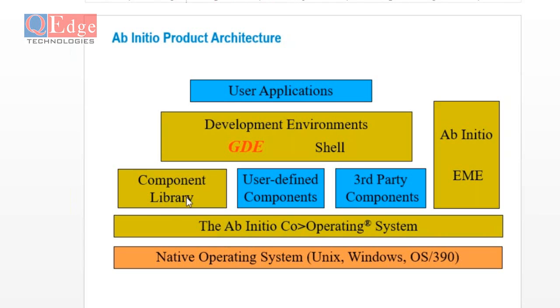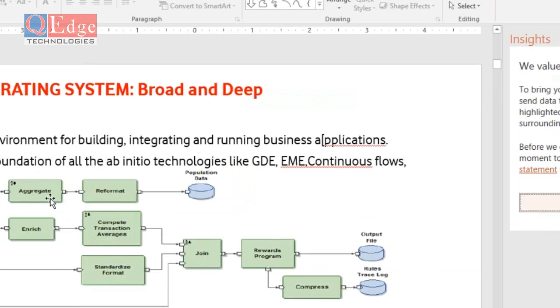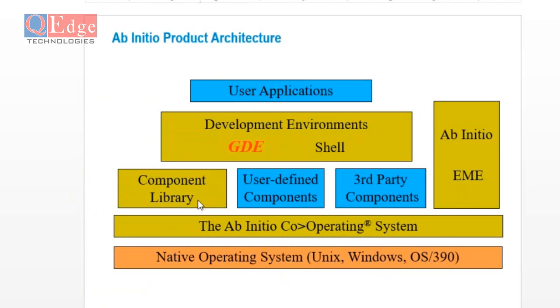And the component library, as I told you, has an extensive set of components in the co-operating system. It has transform components. When I say component, you will see what that is in a graph. I'm very sorry that I could not show you the real-time components because my GDE stopped working today. You can see the aggregate component, the reformat component, the join component that we have. These are all present in the co-operating system. That is why it has a library containing all the components.